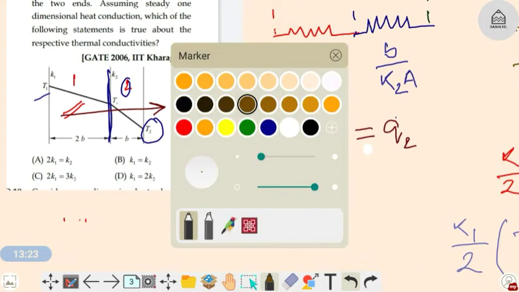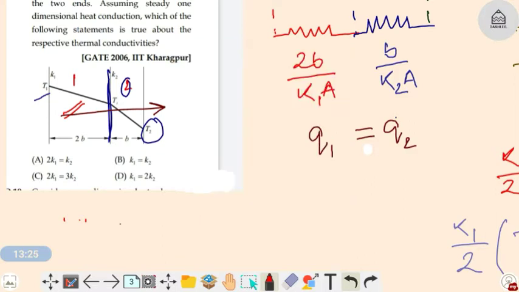So option number D. Now let's move to the next question.